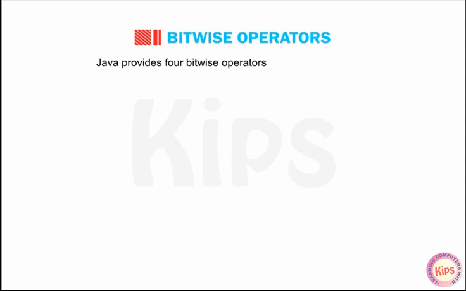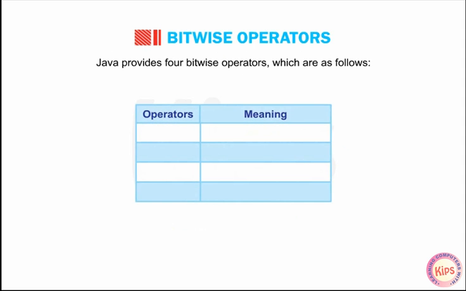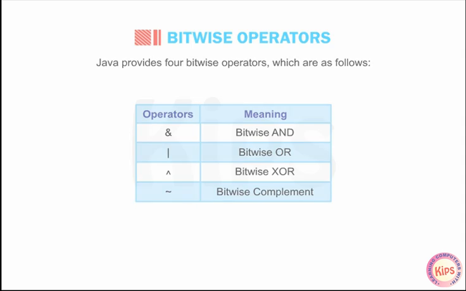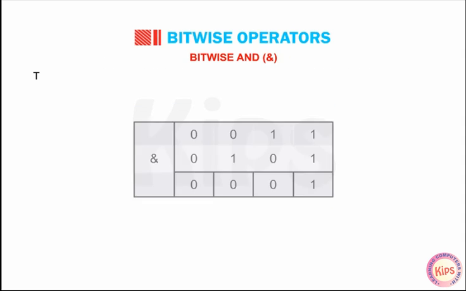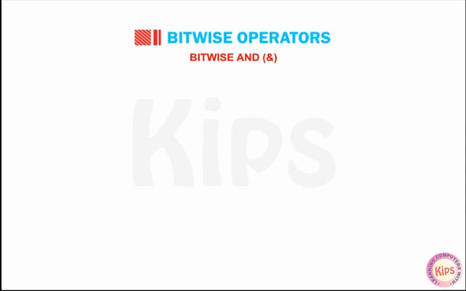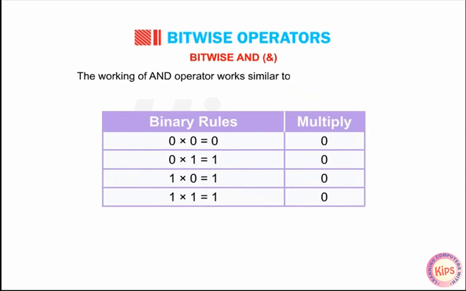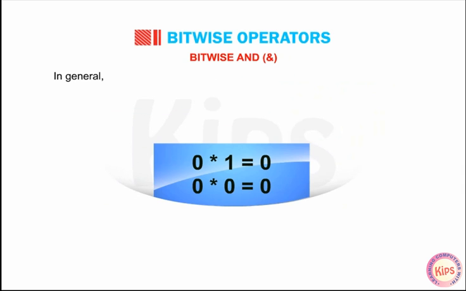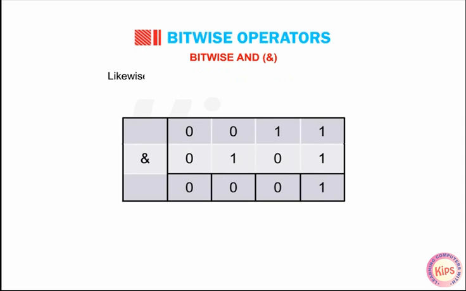Java provides 4 bitwise operators which are as follows: bitwise AND, bitwise OR, bitwise XOR, bitwise complement. Bitwise AND. This operator returns the value 1 (true) if the corresponding bit in both operands is 1. Otherwise, the resulting bit is 0. The working of the AND operator is similar to binary multiplication. In general, when you multiply any number with 0, the result is always 0. Likewise, the AND operator returns 0 if one of the bits is 0.